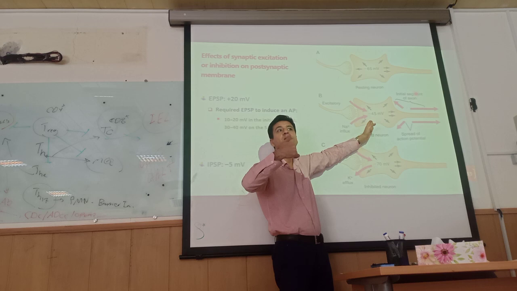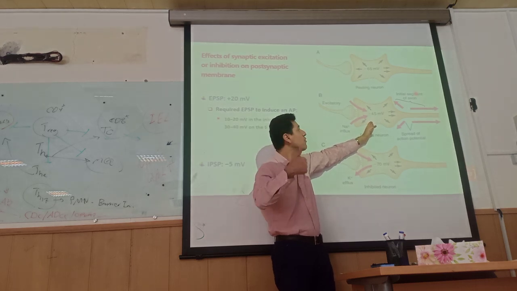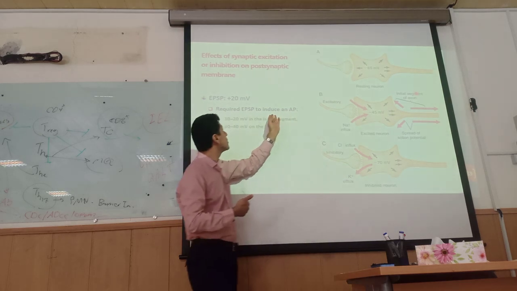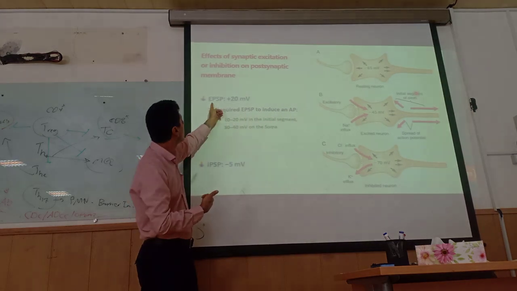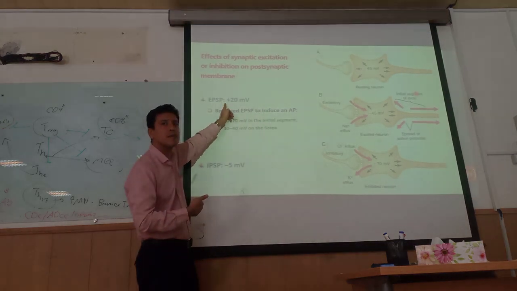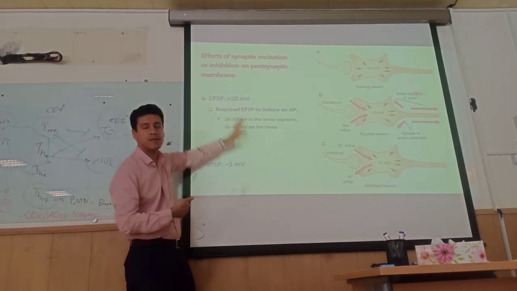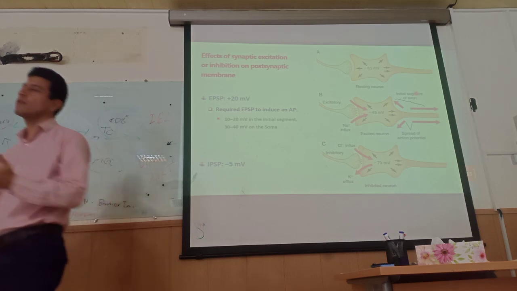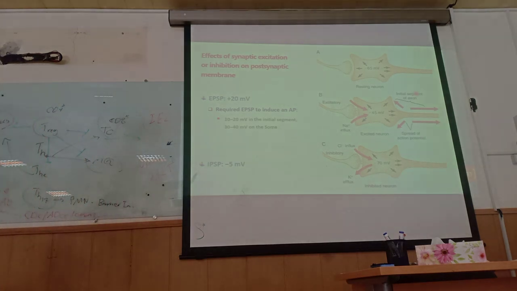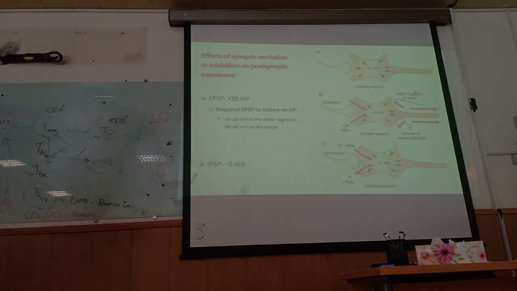I told you, we call this depolarization and excitatory, right? So that's why we call this excitatory postsynaptic potential, EPSP. So any change of potential towards positivity is called EPSP.